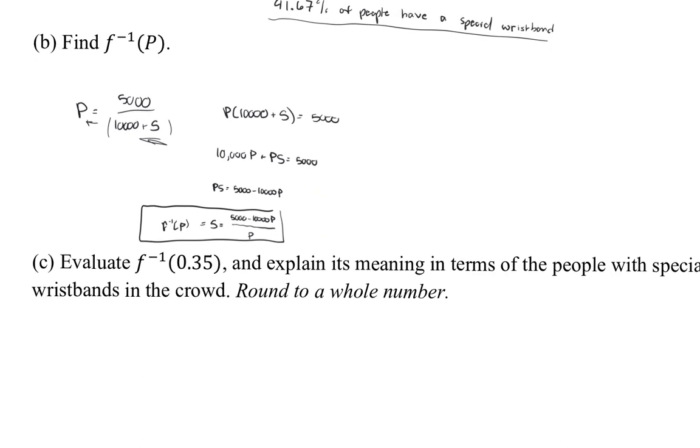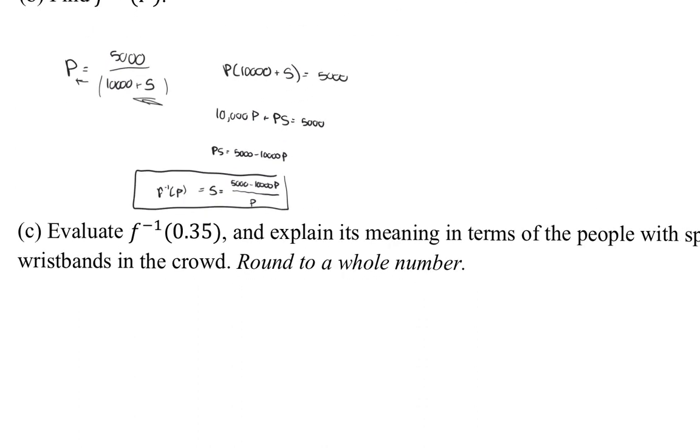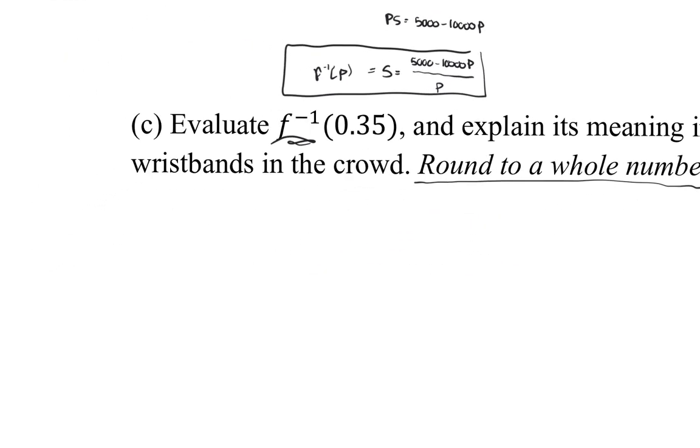Finally, we want to evaluate F inverse of 0.35 and explain its meaning in terms of people with special wristbands in the crowd. We want to round to a whole number, just since our output is going to be in units of people.